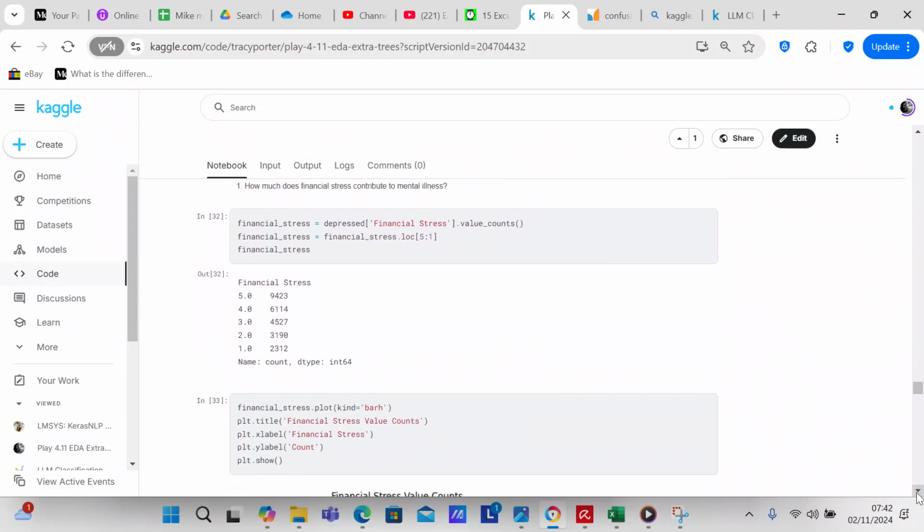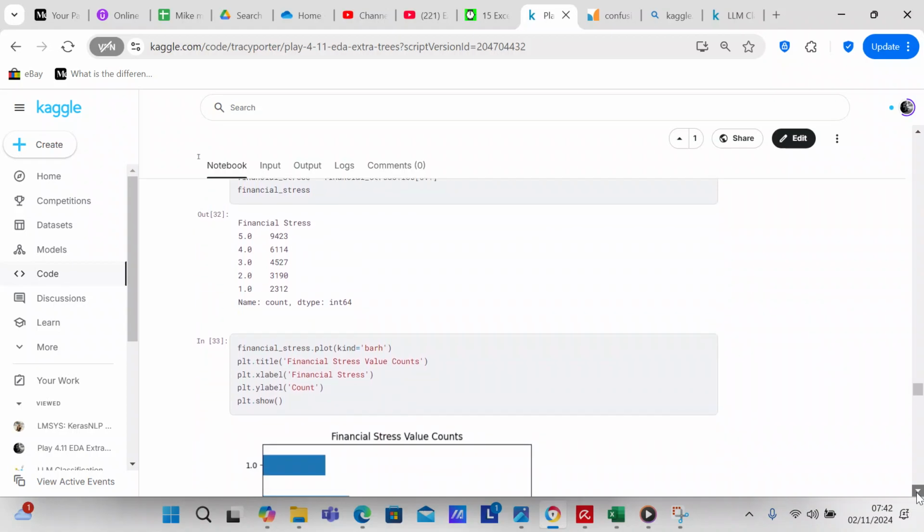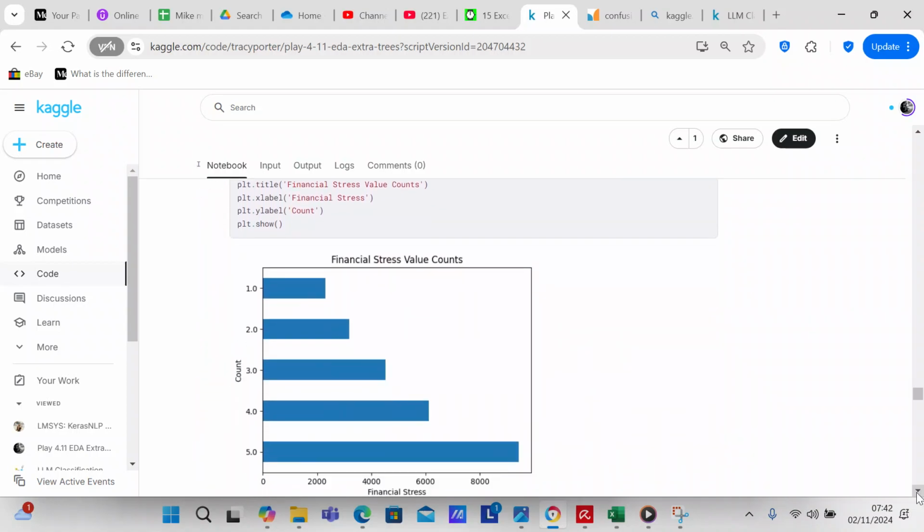The next question is, how does financial stress contribute to mental illness? So again, if a person has a lot of financial stress, then there's a higher propensity of depression. And so you can see the higher the financial stress, the more likely it is that they're going to be depressed.